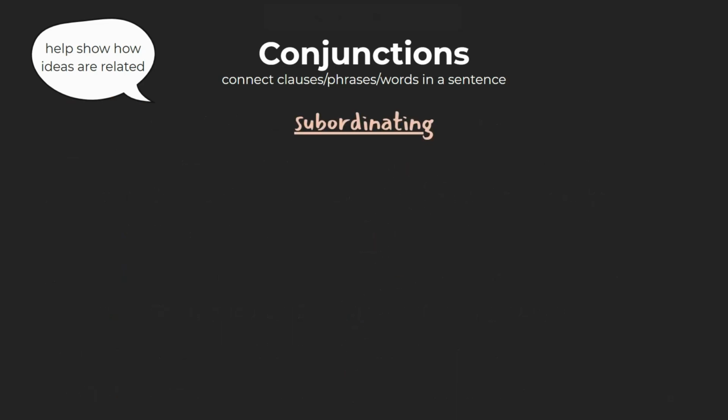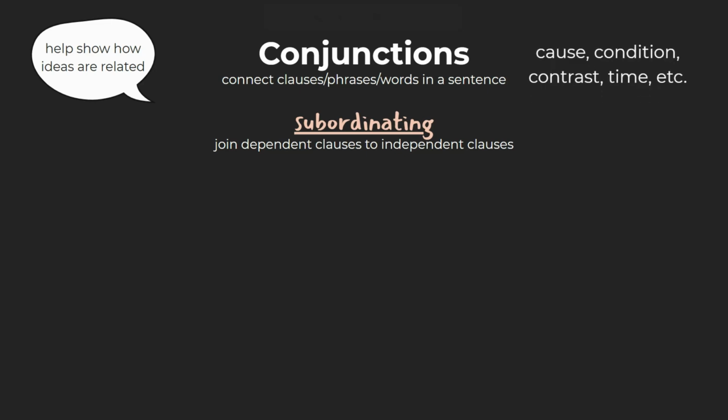Next, we have subordinating conjunctions. In contrast to coordinating conjunctions, subordinating conjunctions join a dependent clause to an independent clause. These conjunctions show the relationship between the two clauses, indicating cause, condition, contrast, time, and more. Some common subordinating conjunctions include because, although, if, when, and while. Let's take a look at a few examples.